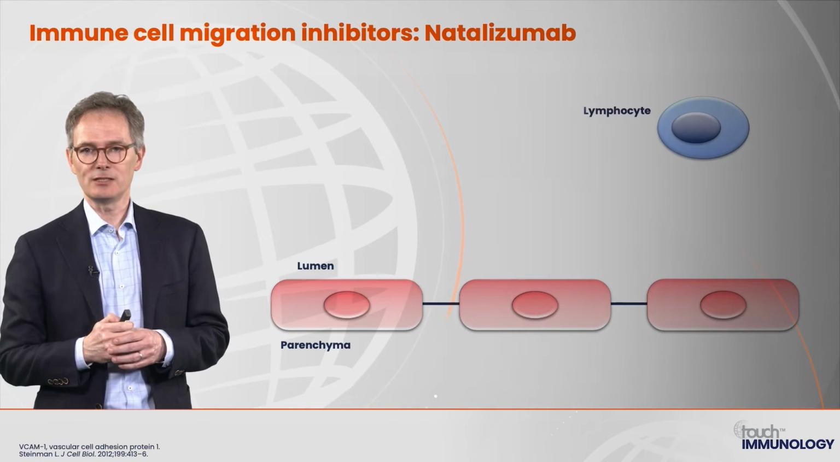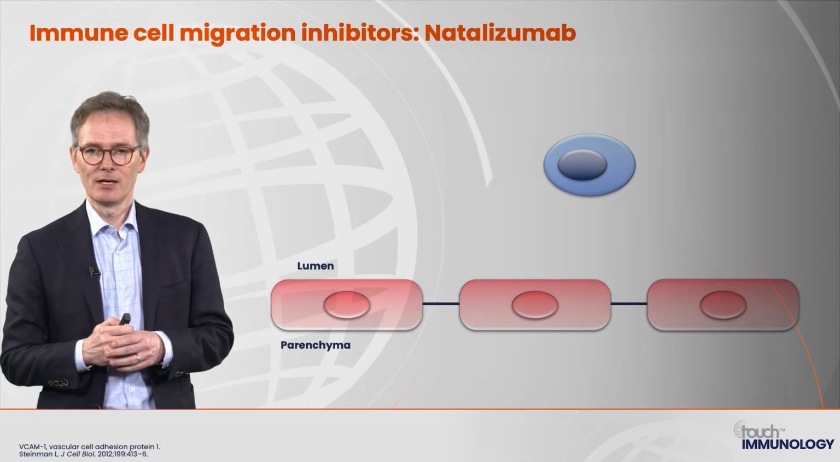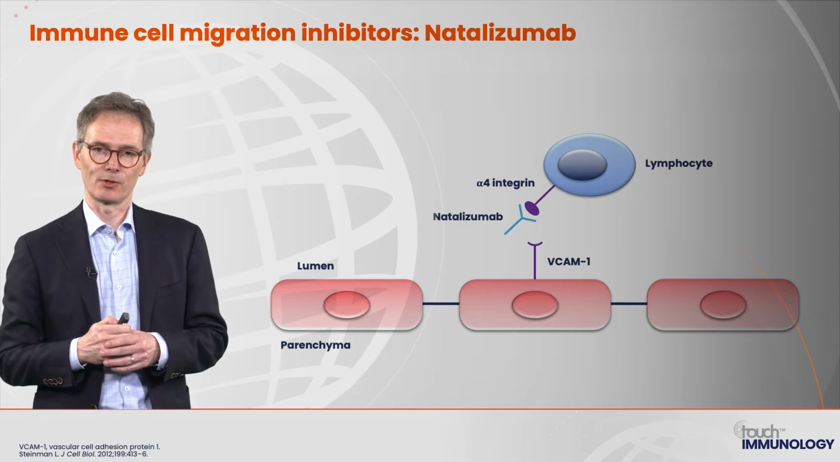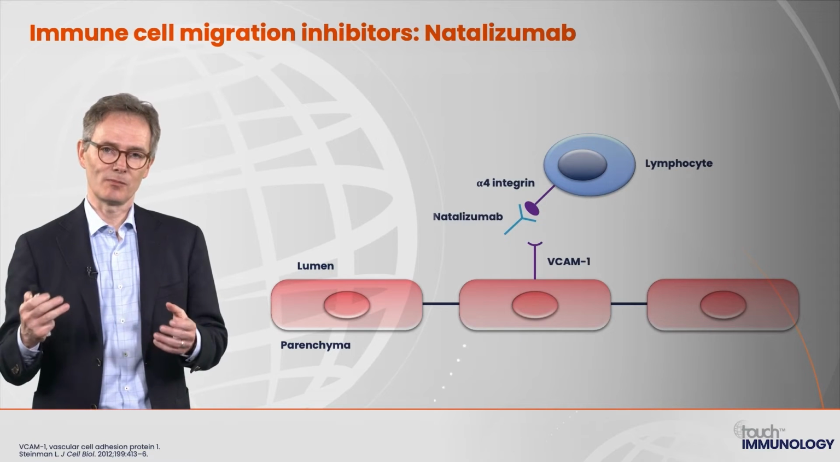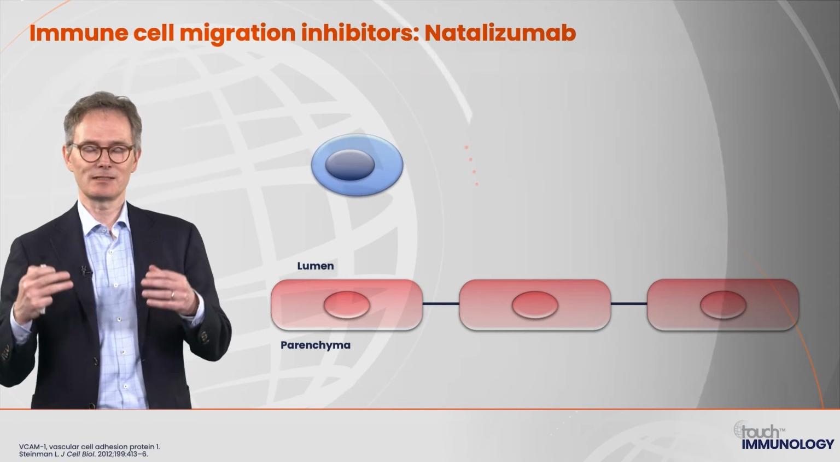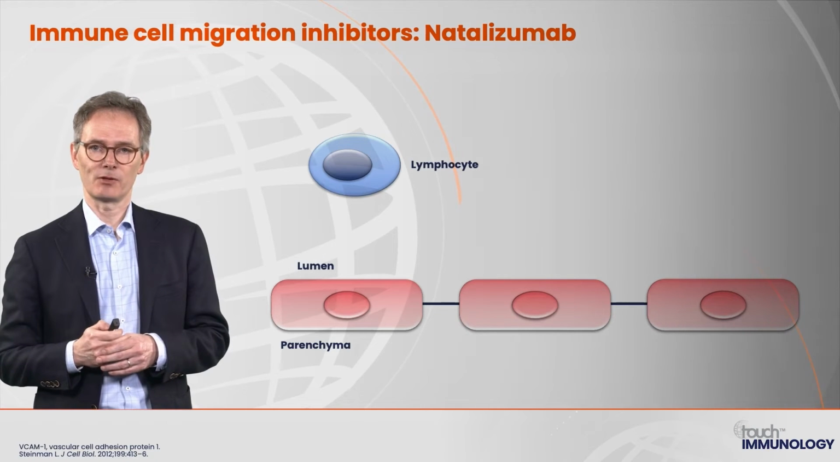So when you treat patients with Natalizumab, you see an increase of lymphocytes in the blood because they cannot exit the blood vessels anymore as well as before. And of course, this leads to a dramatic reduction of inflammation in the brain, because if the T and B cells cannot go into the brain, all the subsequent cascade is blocked.